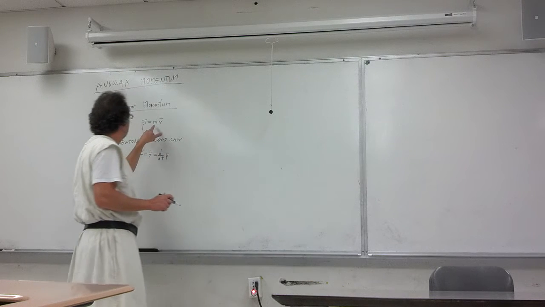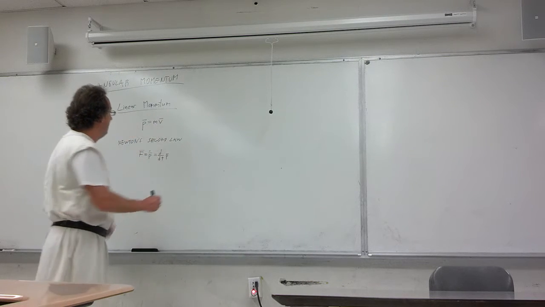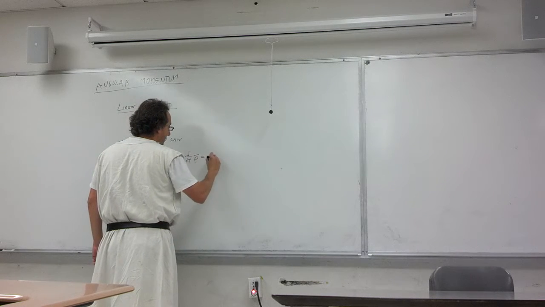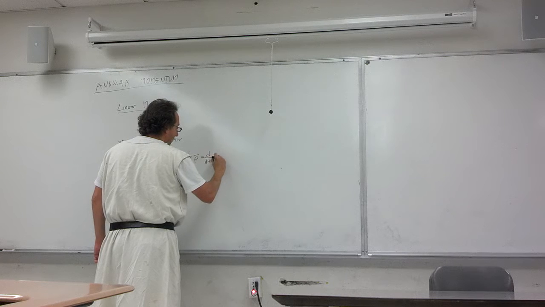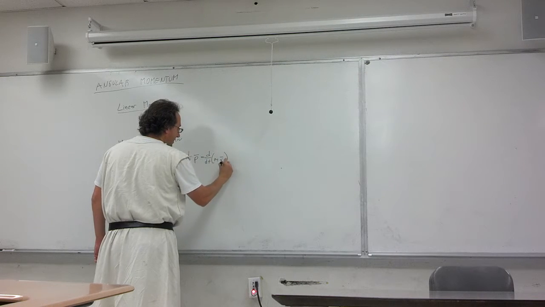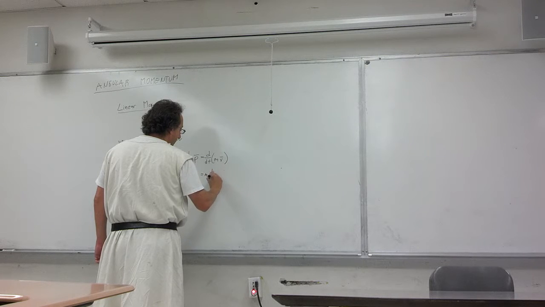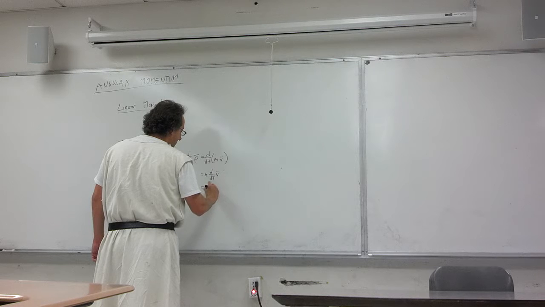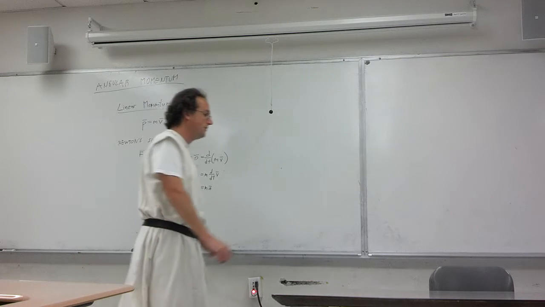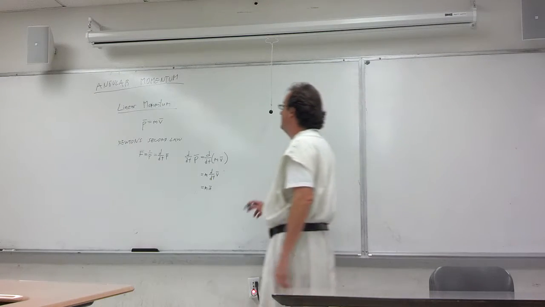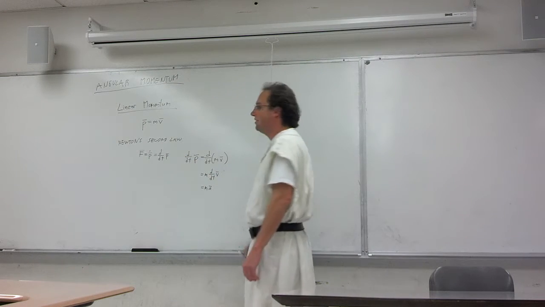If the mass is constant, then the derivative of momentum is the derivative of mass times velocity. And if the mass is constant, it comes out of the derivative, and we get the time rate of change of velocity, which is acceleration. So we get mass times acceleration. So if mass is constant, it takes the form force equals mass times acceleration.